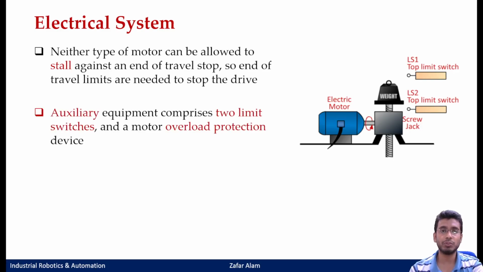Okay, so again you will be requiring some auxiliary equipment, comprising, here if you see, two limit switches, and then there also has to be a motor overload protection. Suppose this entire arrangement gets stuck somewhere, then what would happen? The motor has to be protected against overload, because the motor is trying to run and lift the load, and when it is stuck somewhere, there has to be an overload protection to protect the motor.